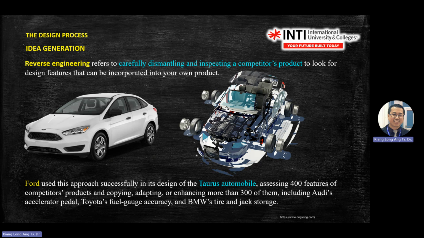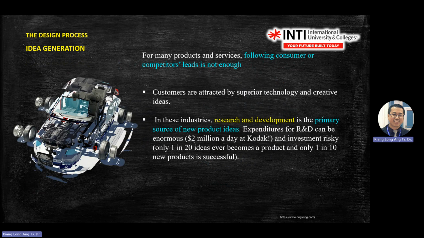You buy a competitor's product, you go home, dismantle it, and look at their technologies. For example, Ford used this approach for their Taurus brand. They assessed 400 features from their competitors and enhanced more than 30 of them, including using Audi technology, Toyota technology, and BMW technology. So all this you read.